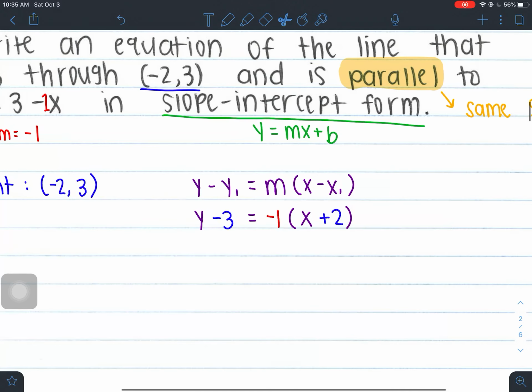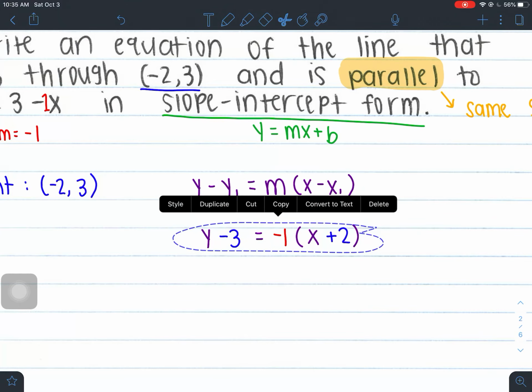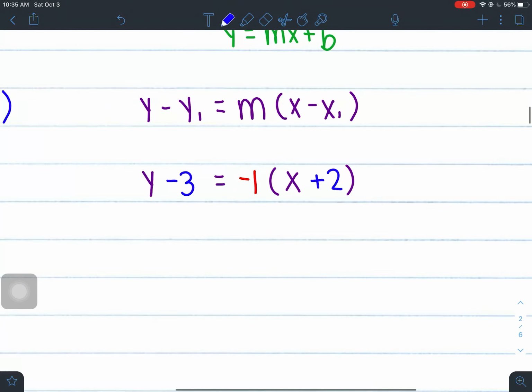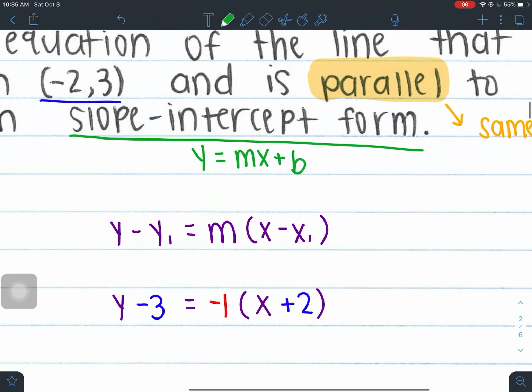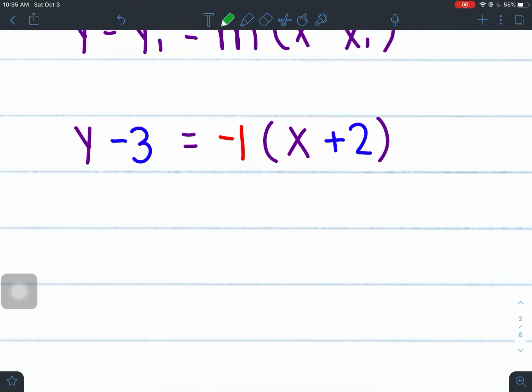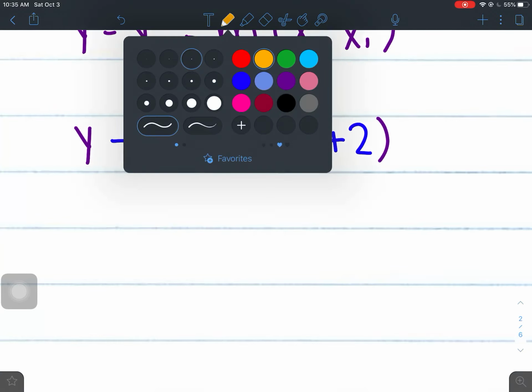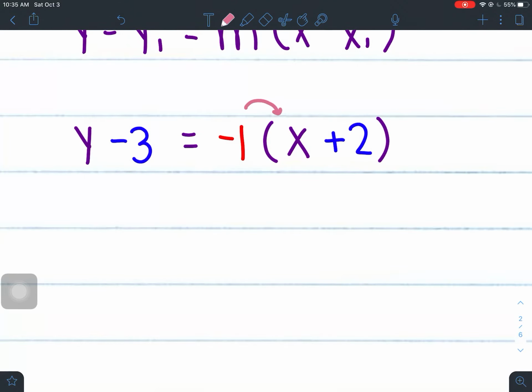Do they want point-slope form? They do not. What form do they want me to end in? They want me to end in slope-intercept form, in y equals mx plus b. So I have to convert this to slope-intercept. My first step would be to, and I gotta use a different color, distribute. So we're gonna distribute first.